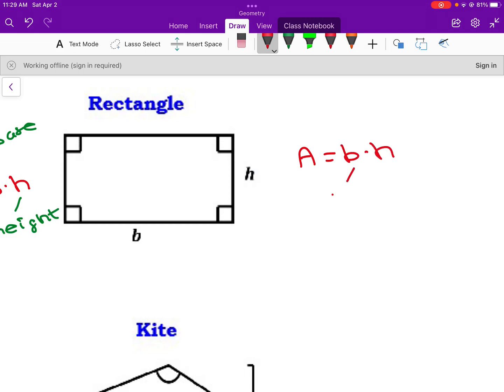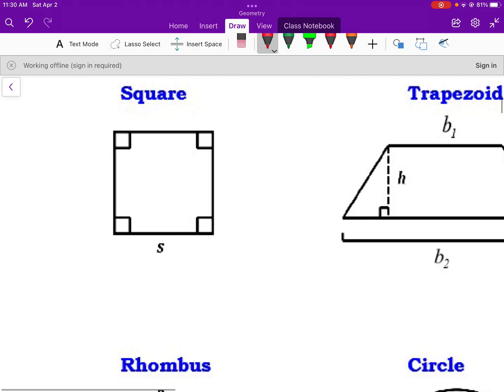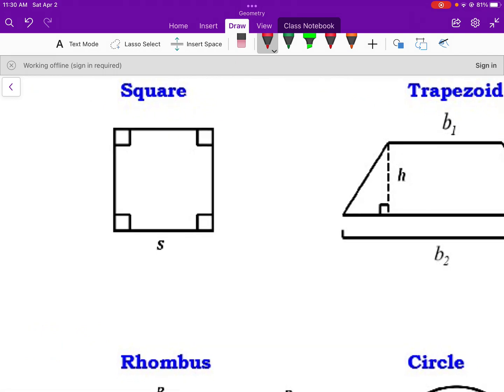Rectangle, you might recognize this formula to also be just area equals base times height as well. And again, this is getting kind of redundant, but base and height would be the parameters that we use for rectangle.